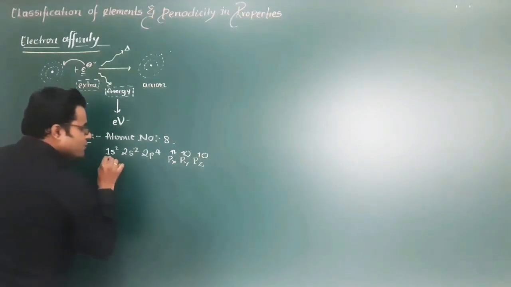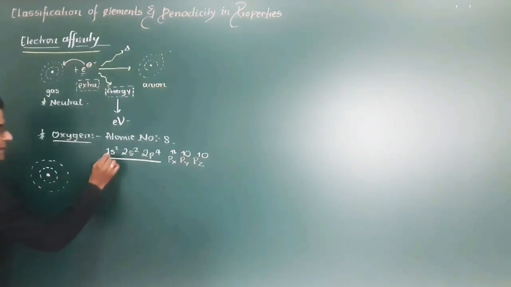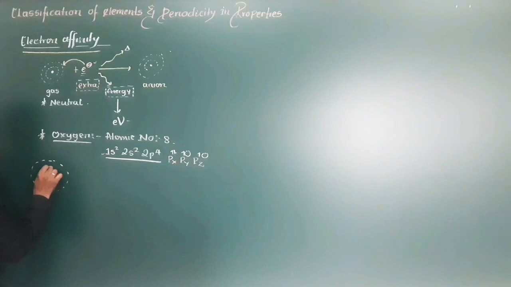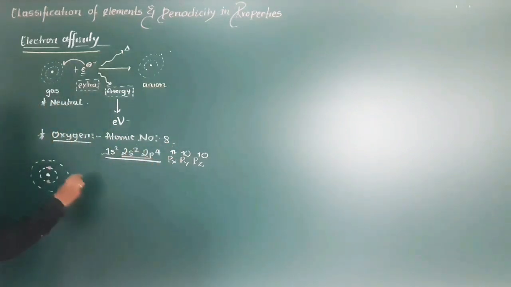We will be taking the oxygen atom. Let us say this is the nucleus. This is the first orbit, this is the second orbit. In the first orbit, we have 2 electrons: 1, 2. In the second orbit, we have a total of 2 plus 4, 6 electrons: 1, 2, 3, 4, 5, 6.